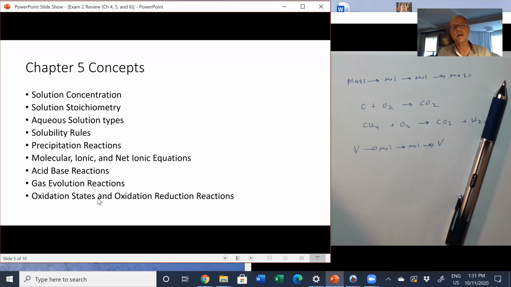And then lastly, we talked about oxidation states. Be able to assign oxidation states to elements in a compound, and be able to recognize oxidation reduction reactions, be able to identify what's being oxidized and what's being reduced, and be able to identify the oxidizing agent and the reducing agent.